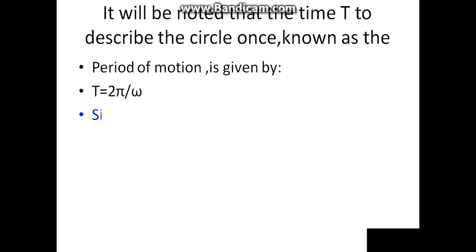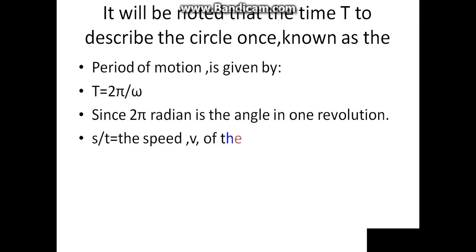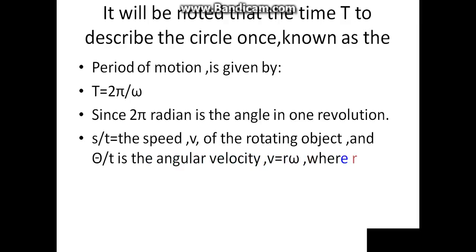2 pi radians is the angle in one revolution. Distance s over time t is the speed v of the rotating object, and theta over t is the angular velocity. v is equal to radius times angular velocity, where r is the radius of the circle.